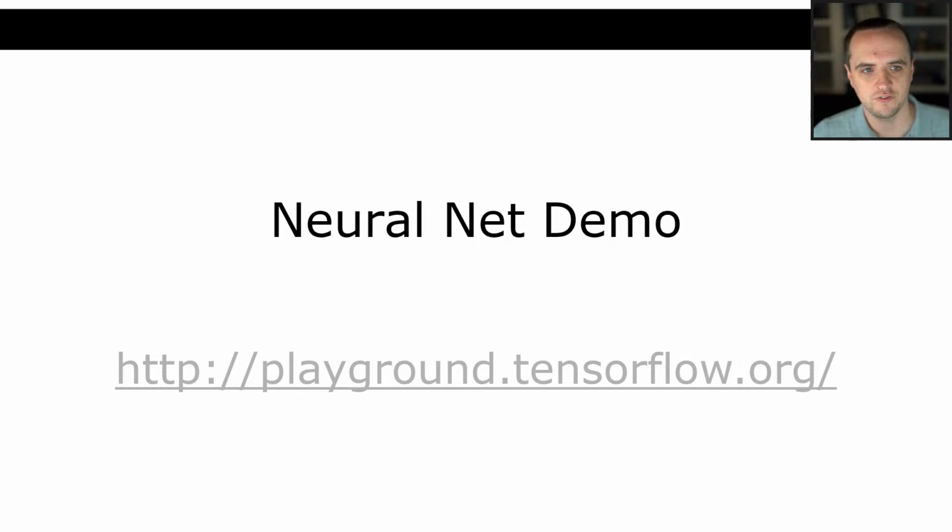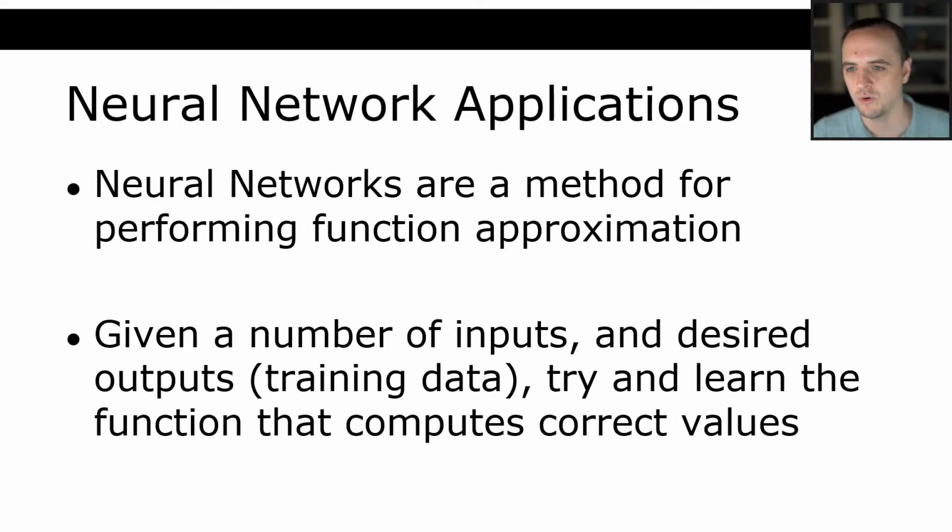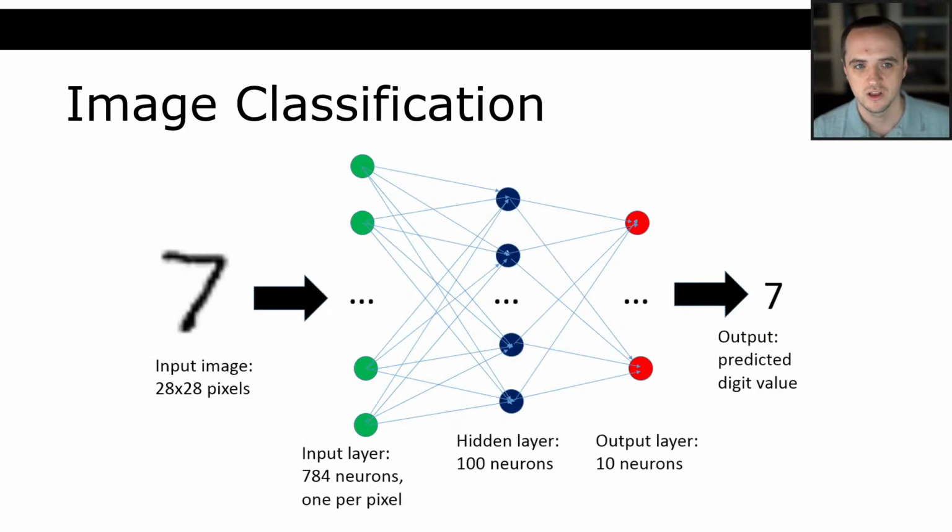All right, just to finish off the lecture, the applications of neural networks are vast these days. Neural networks have become so popular and so powerful that people think AI is just neural nets, but it's not whatsoever. So neural nets are a method for performing function approximation. Given a number of inputs and a desired output or training data, you can learn the function that computes the correct values. And if your neural net is big enough and you've got enough electricity and GPUs, you can pretty much learn that.